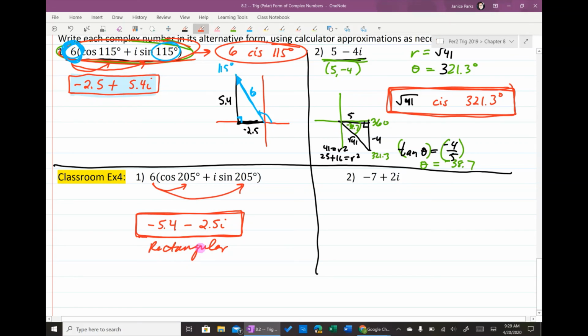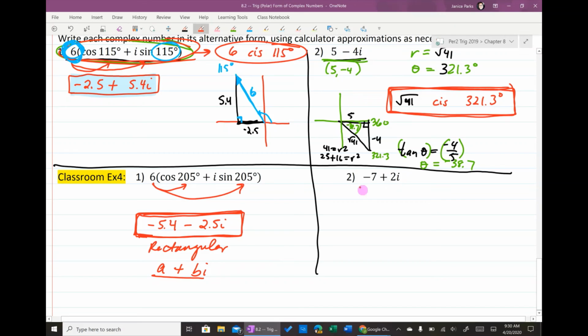So a lot of people want to write rectangular form as an ordered pair. It's not an ordered pair. It's a plus bi. It's a binomial, basically. So it's a whole number plus or minus an imaginary number. So just be careful when you write it in rectangular form that you don't put it in parentheses and put negative 5.4 comma 2.5i, because that's what we're used to doing.